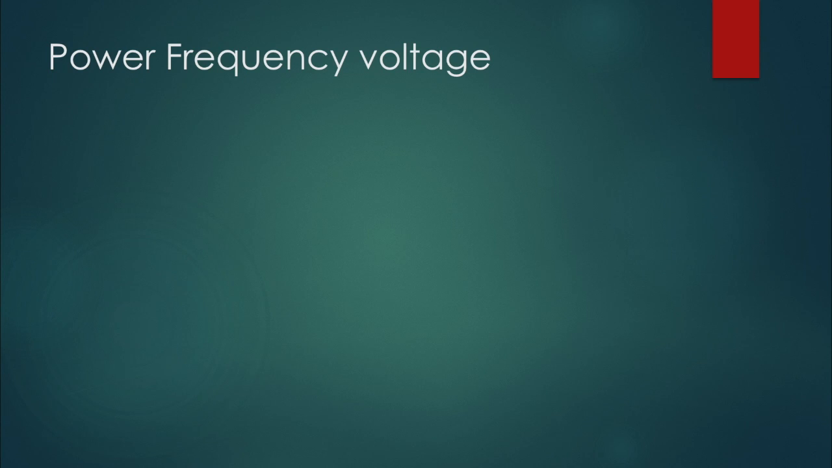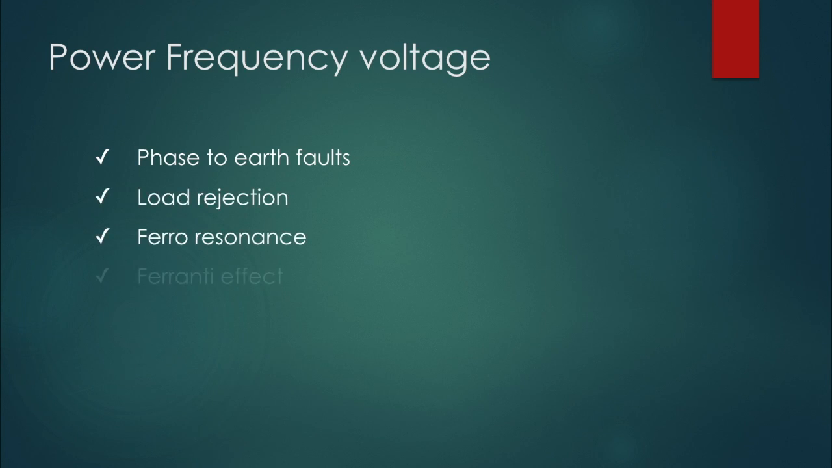Power frequency withstand voltage can be caused by these reasons: phase to earth fault, load rejection, ferroresonance, and Ferranti effect. Lightning impulse voltage is generally caused due to lightning strokes. Voltage generated due to these reasons can cause insulation failure of CVT or any other equipment. And hence it is important to check the insulation properties of the equipment.